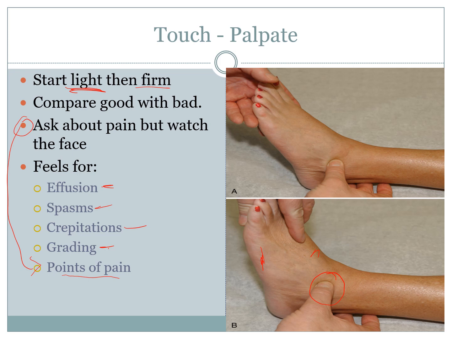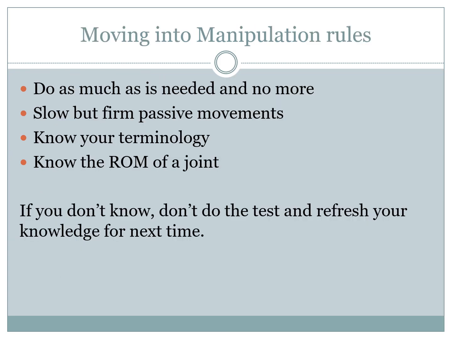After palpation, we move into manipulation. And before we do that, we need to understand certain rules, and we also have to have a good understanding of the terminology and the anatomy. So a general rule when you're dealing with manipulating, particularly joints after injury, is you only manipulate as much as is needed and no more. So to the point of pain, and then you stop. And that's what your notes dictate, is patient felt pain at this point, and then that's it.